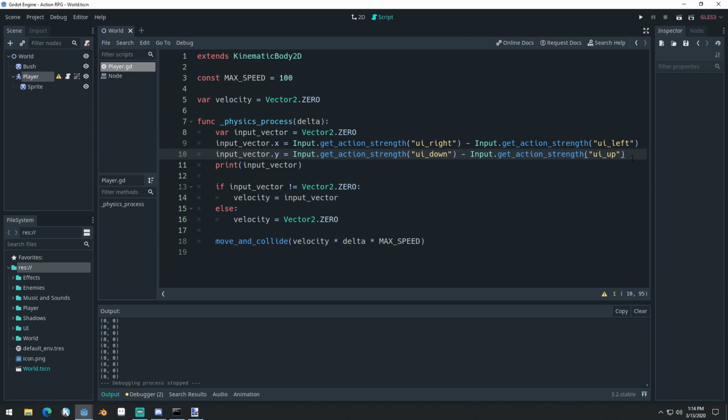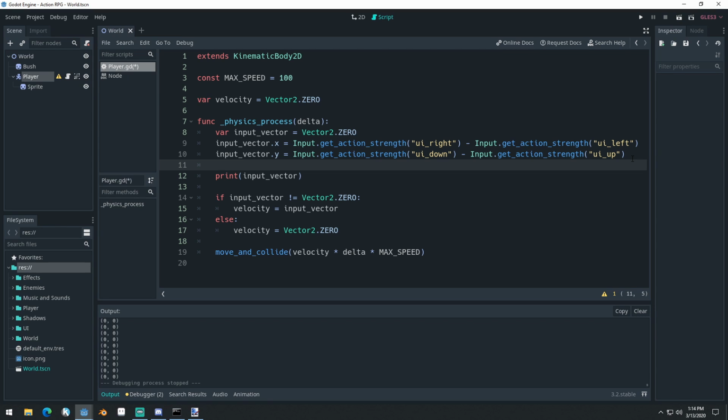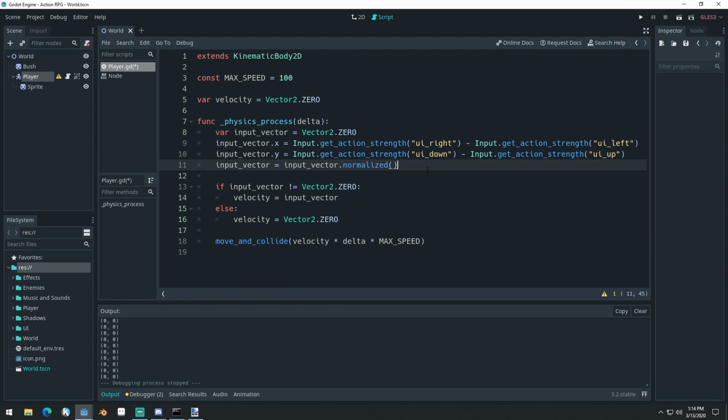So right after we get the input vector, we can say input vector equals input vector dot normalized. If I can spell it. There we go. Input vector dot normalized. Now I'm pretty sure that when you call normalized on a vector, it doesn't actually affect this one right here. It just returns the normalized version of this. That's why we have to set it equal to it here. So input vector equals the normalized version of our input vector. And that will set it to the proper one.